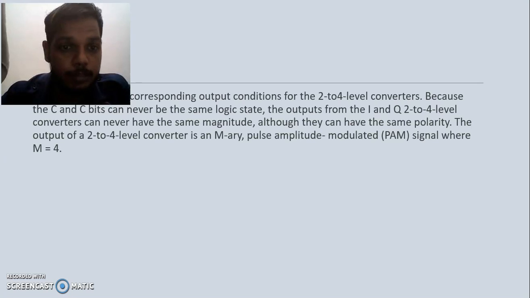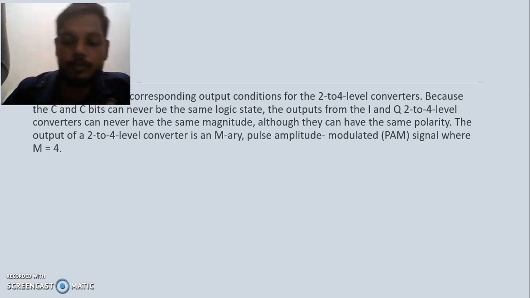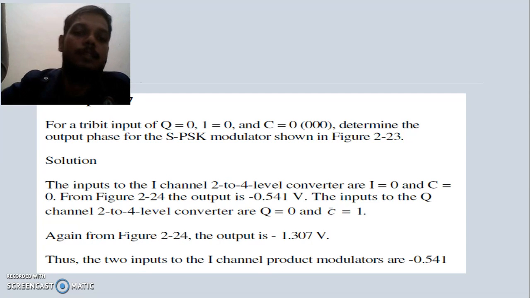Next is the truth table with the corresponding output condition for the 2 to 4 level converter. Because the C and C-bar bits can never be the same logic state, the output from the I and Q 2 to 4 level converters can never have the same magnitude, although they can have the same polarity. The output of the 2 to 4 level converter is an M-ary pulse amplitude modulated signal, where M equals 4.